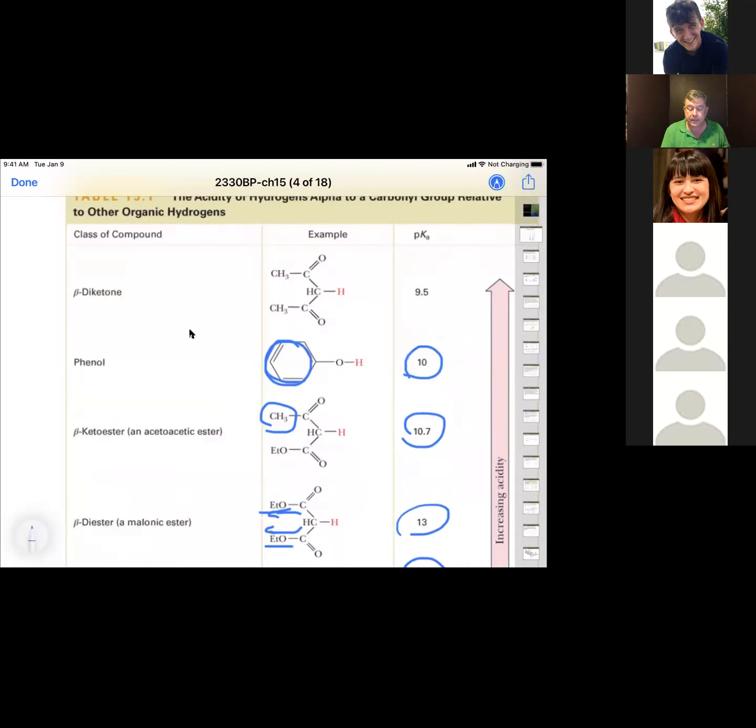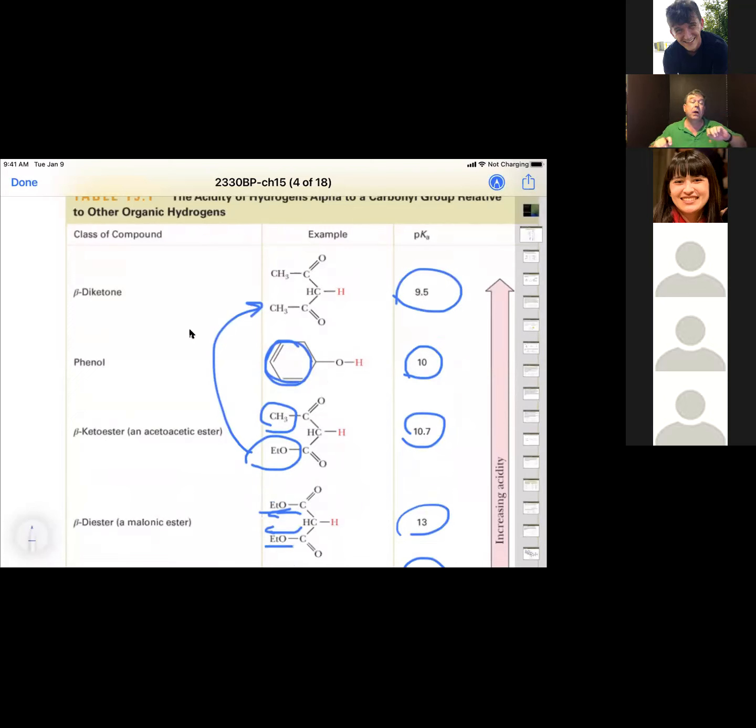Okay, let's take away this last donating group and turn it into a carbon. It's the most acidic of the set. It's even more acidic than phenol. It's approaching the acidity of the carboxylic acids at 5. Do we see why they're becoming more acidic?